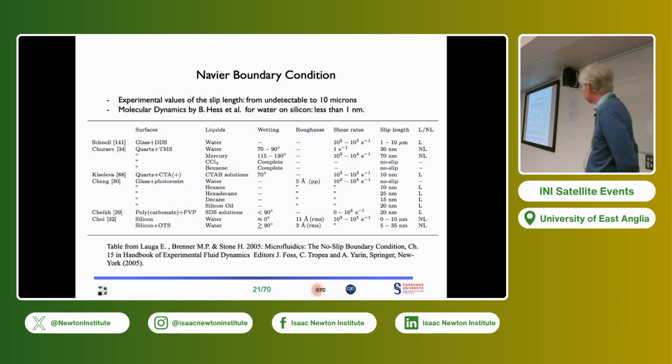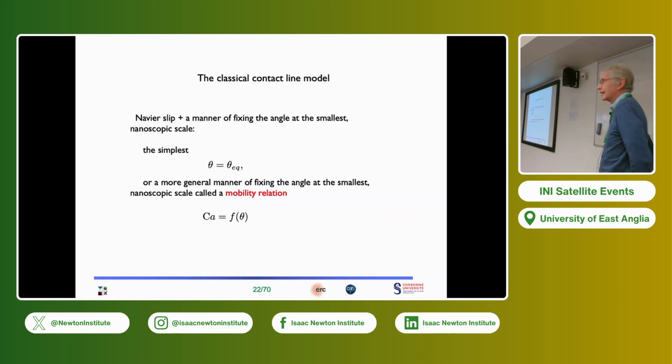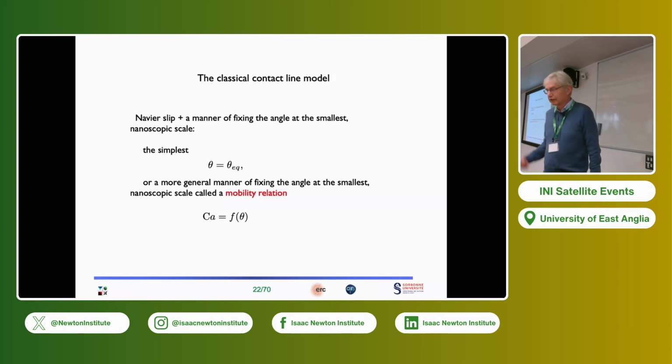For example, in this review by Lauga, I'm just showing that to you to say that it's really a seriously measured quantity, which is often of the scale of the nanometer, sometimes much bigger. Sometimes it's below the nanometer, so in that case it's marked no slip. This leads to the classical contact line model, or standard contact line model, which is a combination of Navier slip and a manner of fixing the angle at the smallest scale. Either you say the angle at the smallest scale is the equilibrium angle, which is known from equilibrium experiments that measure the static angle. Or maybe the angle at the smallest scale, still a nanoscopic scale, is given by a more complicated mobility relation: Ca is f of theta.